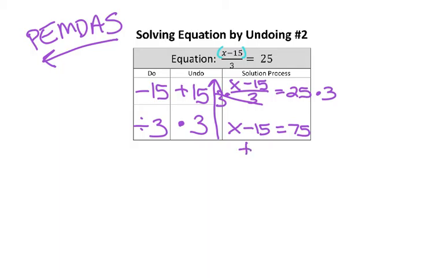And then we're going to add 15 to both sides. x equals 90. Take a quick look. The first thing we did was multiply by 3. The next thing we did was add 15. We undo. We did the undo process for the normal order of operations.